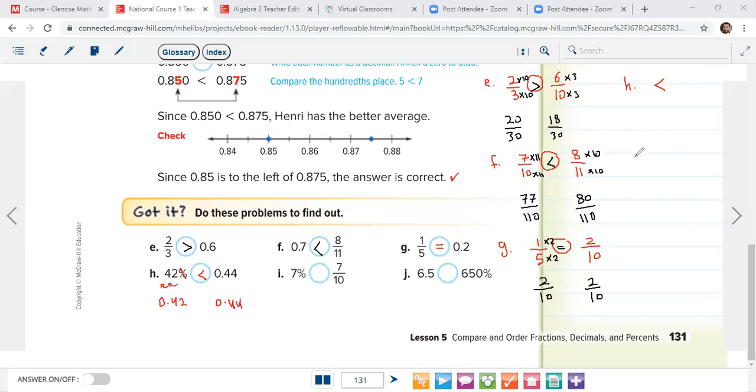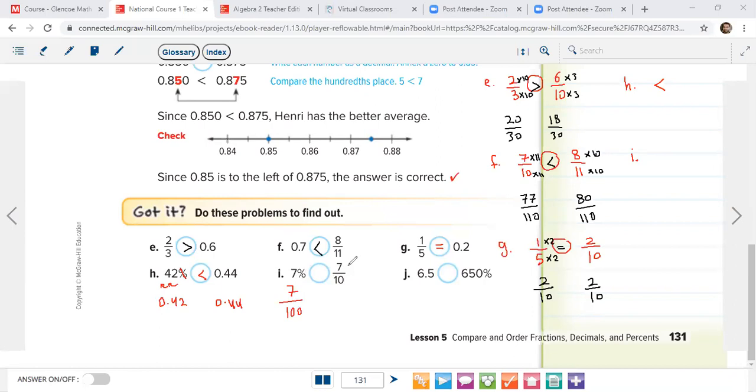For problem I, I have here a percent and a fraction. Percent and a fraction. So it's easy for me now to transform 7% into 7 over 100. We all know that percent means over 100. So 7% means 7 over 100.